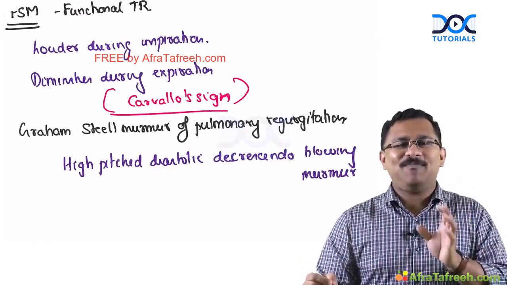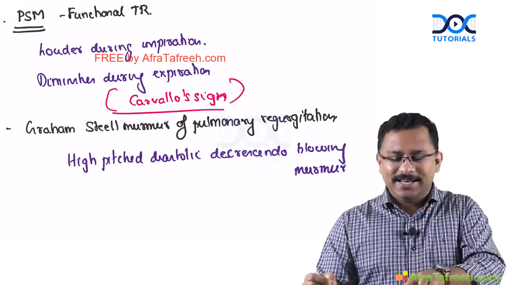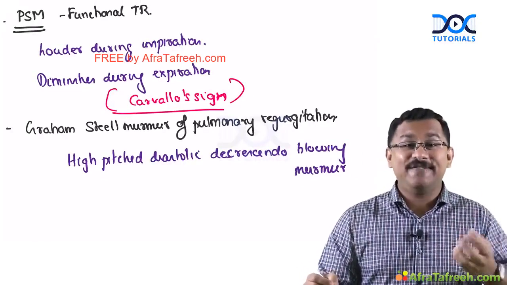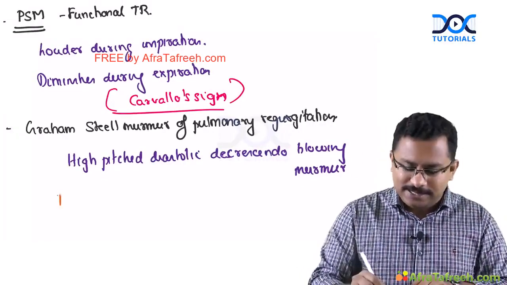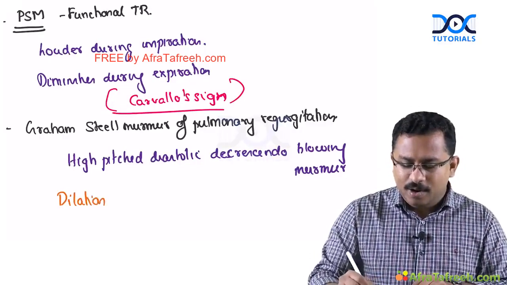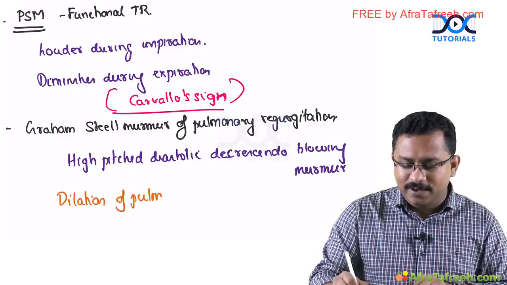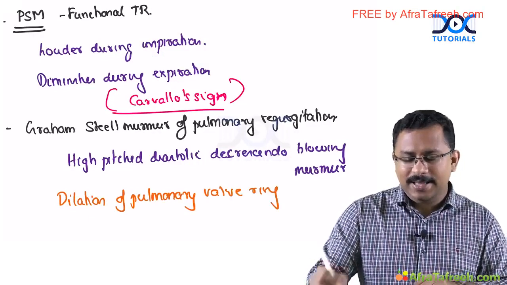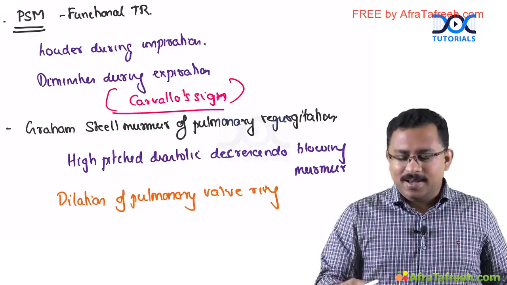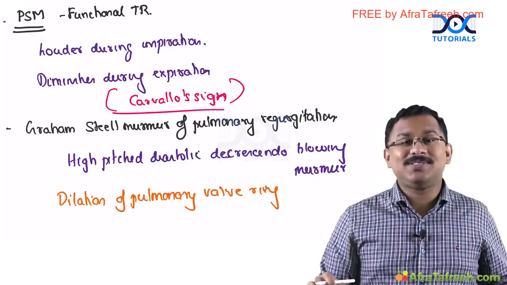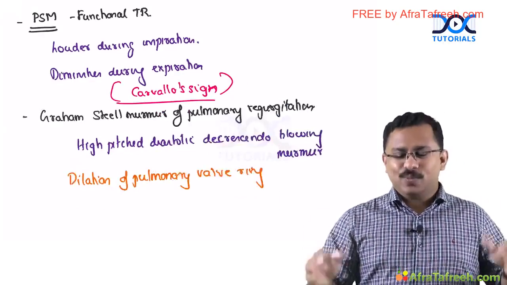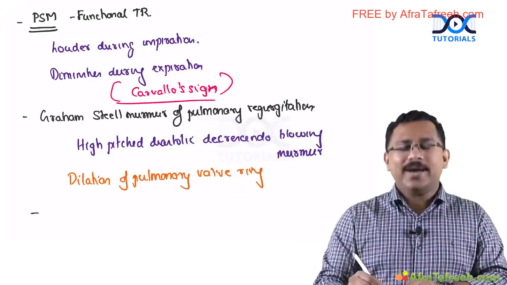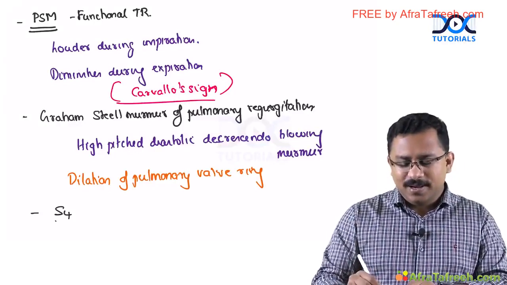And why does this happen? The pulmonary regurgitation actually happens because of the dilation of the pulmonary valve ring. That is what results in the Graham-Steell murmur.